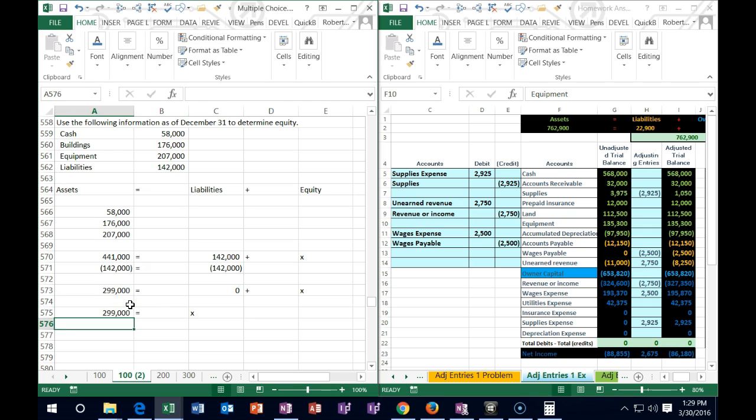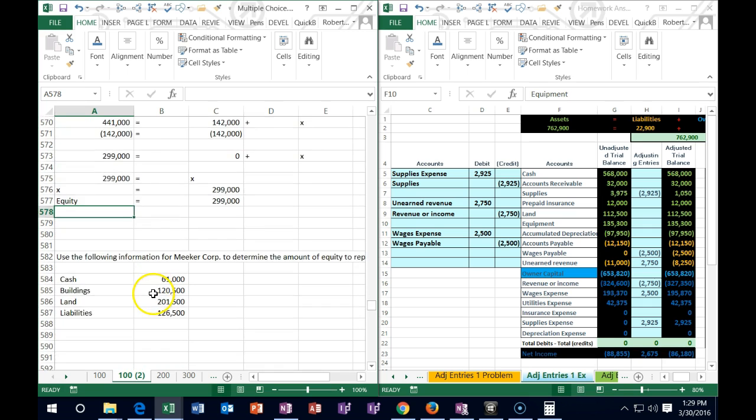We can flip the formatting of this. We could say then that means that X, read it from right to left. I'd rather see X equals 299,000, because if 299 equals X, then X equals 299. And we know that X then is the equity. So equity then must equal the 299,000. All right, let's see what else we have here.